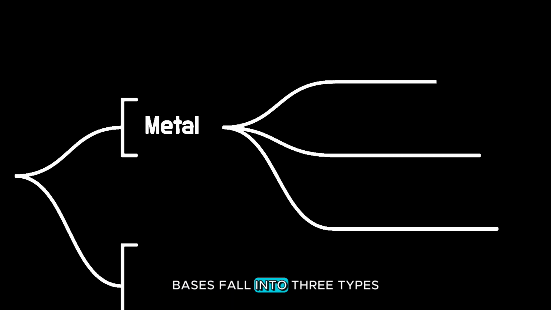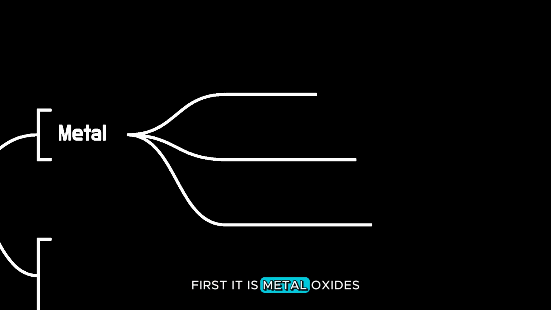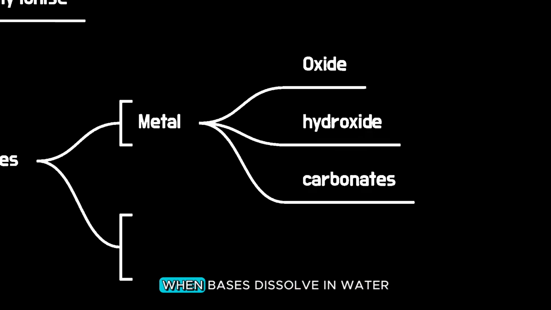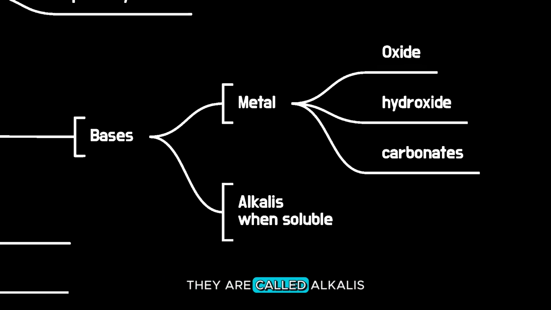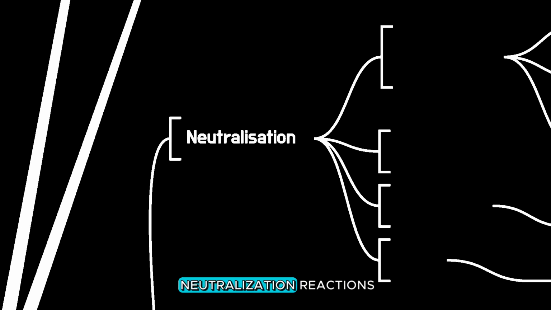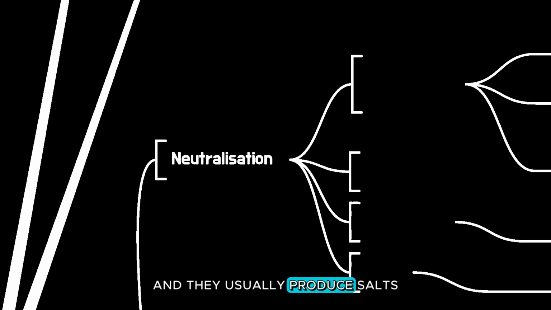Bases fall into three types. First, it is metal oxides, metal hydroxides, and metal carbonates. When bases dissolve in water, they are called alkalis. Reactions of acids and bases are known as neutralization reactions, and they usually produce salts.